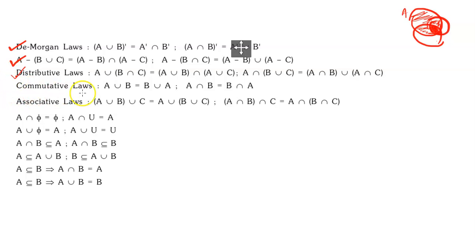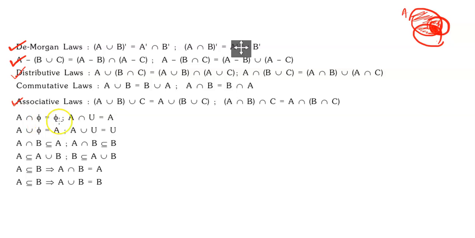Similarly, there is a commutative law which says A union B is equal to B union A, and A intersection B is B intersection A, right? This is very clear. The associative law is A union B union C, which is basically all of A, all of B, all of C, is similar to A union (B union C), and similarly A intersection B intersection C is (A intersection B) intersection C. So these are associative laws.